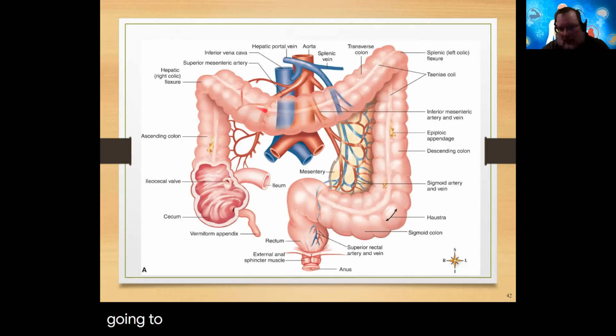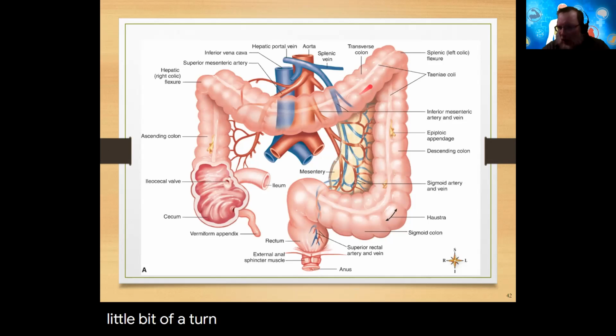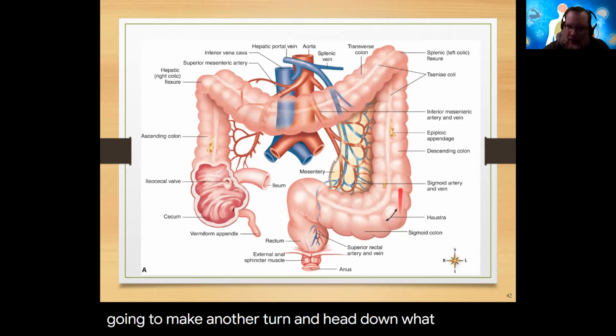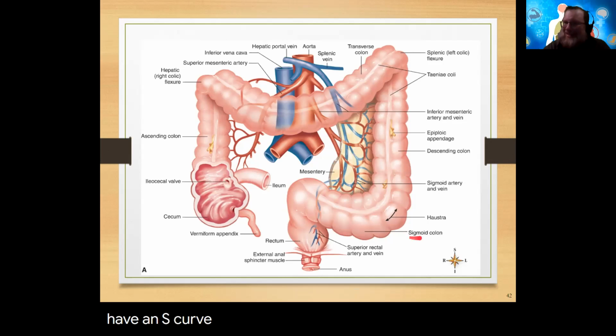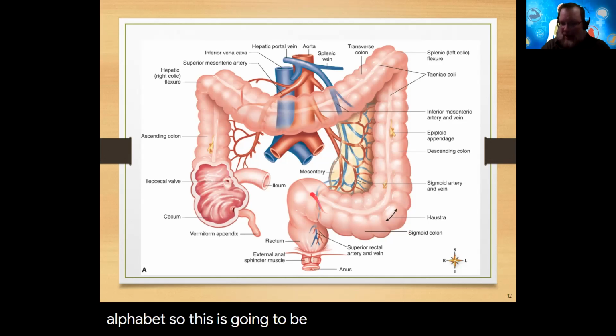Then we're going to take a little bit of a turn and go across the abdomen. That's called the transverse colon. Then we're going to make another turn and head down, what we call the descending colon. And then, curving around, we have an S curve. Sigmoid is S, right? Sigma is S in the Greek alphabet. So this is what we call the S curve or the sigmoid colon.